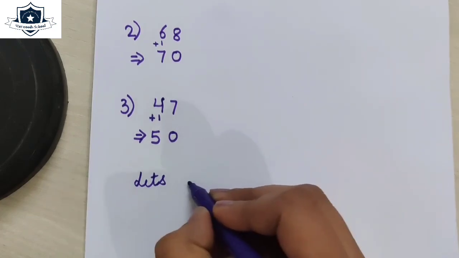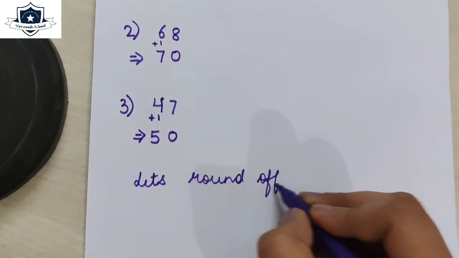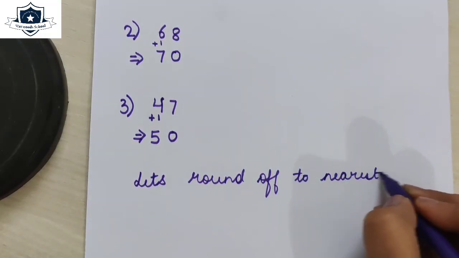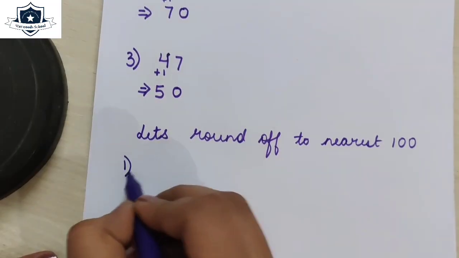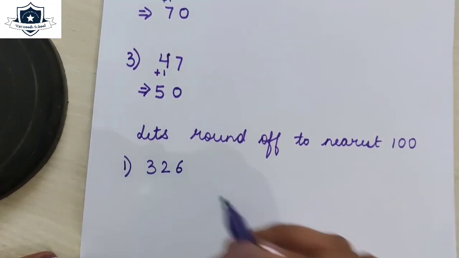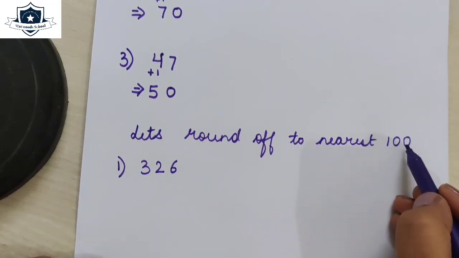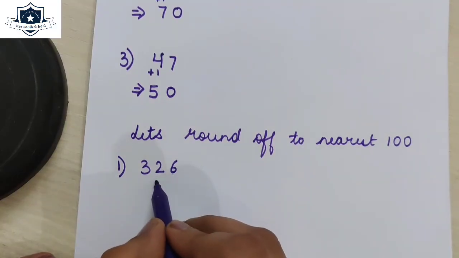Let's take up another example. Let's round off to nearest 100. First example, 326. 2 zeros are there. So we have to check 1 and 2. 2 zeros are there, the second place.